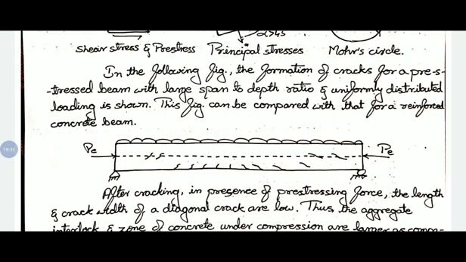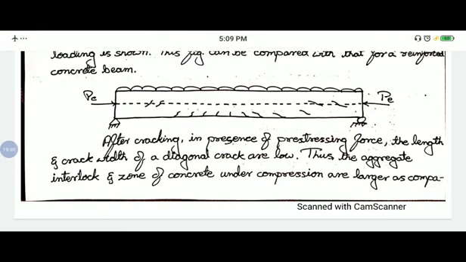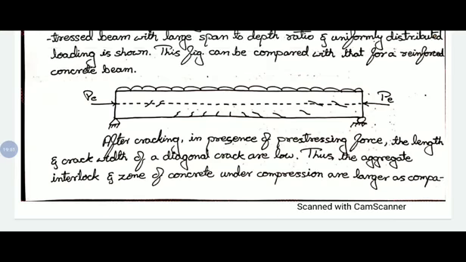Earlier we considered the concrete beam and now it is a pre-stressed beam. After cracking, in the presence of pre-stressing force, the length and width of a diagonal crack are low. So the length of cracks developed will be low. Thus, the aggregate interlock and the zone of concrete under compression are larger as compared to a non-pre-stressed beam under the same load.